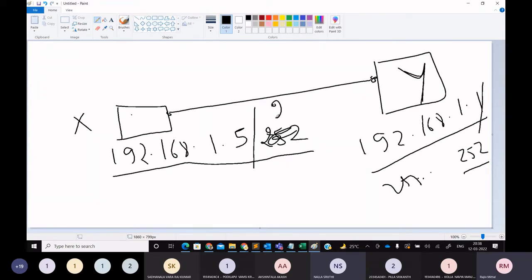What will come? 29? Or 30, sorry. So it will come /30, right? Here also it will be /30. Now tell me one thing. They will ping, they will communicate or not communicate? Okay, to check this, let's check what will be the network ID and broadcast ID for this IP if it is /30.